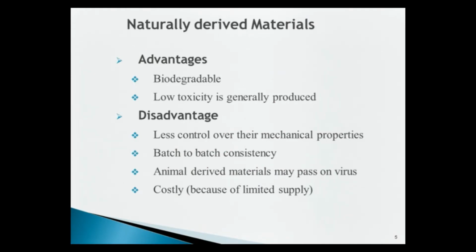The polymers that can be used for the nanoparticles can either be naturally derived or synthetic. There are some advantages and disadvantages of both. The disadvantage of the naturally derived is that we tend to have less control over their mechanical properties and their chemical properties because they're derived from nature, batch-to-batch inconsistency. This one here, probably not such a major concern. They tend to be more costly.